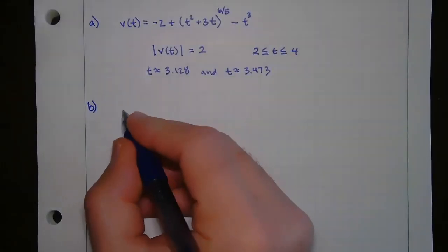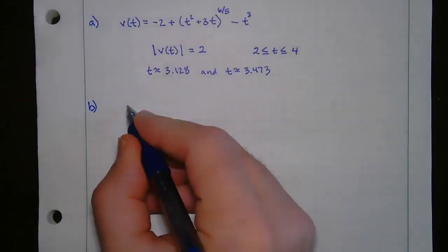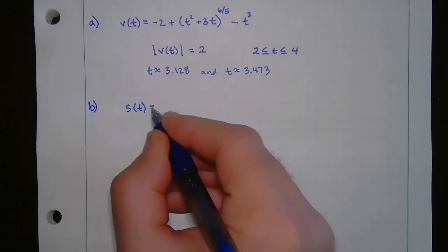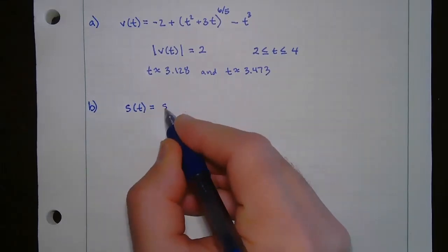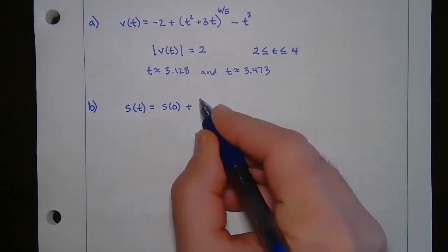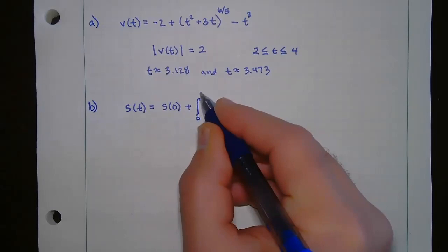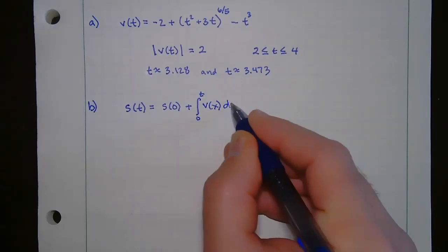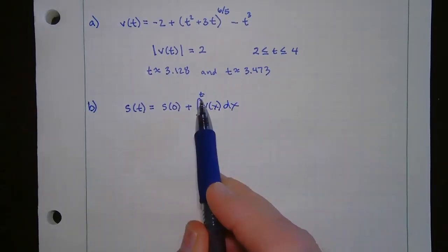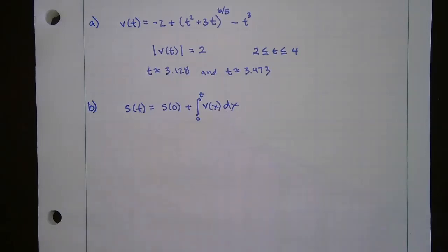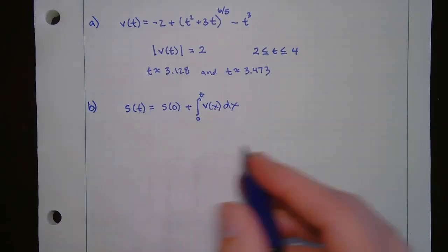So for part B, we know that S of t is going to equal S of 0 plus the change, right? And the change would be the integral from 0 to t of v of x dx, okay? Because that's the t that's represented right here, and that's where we want to stop the integral. So these t's need to match, and then we have to use a dummy variable in here, okay?